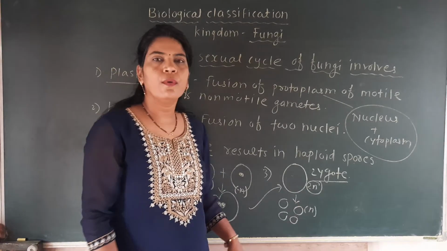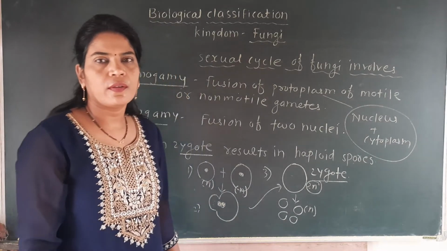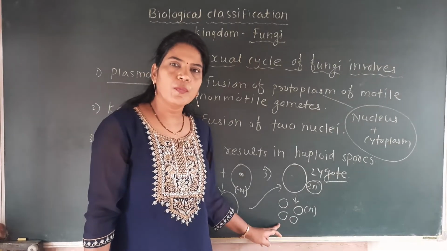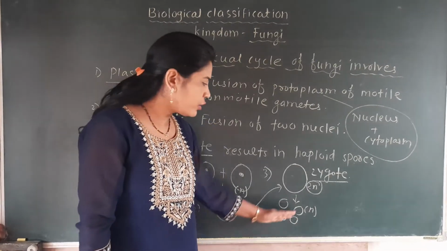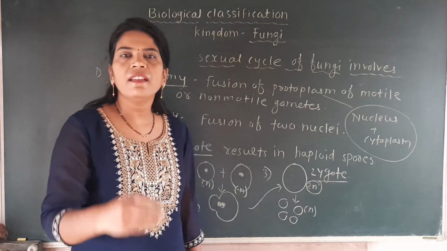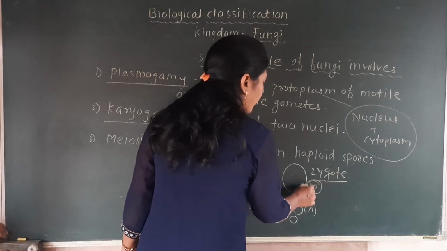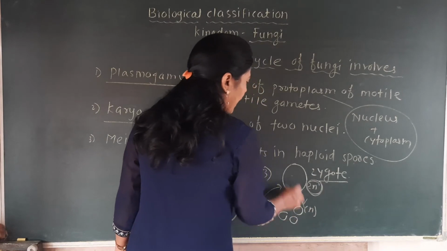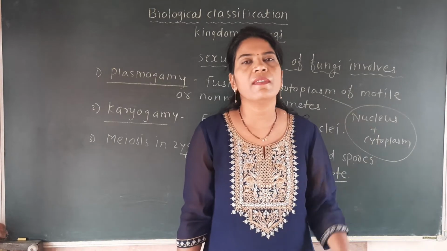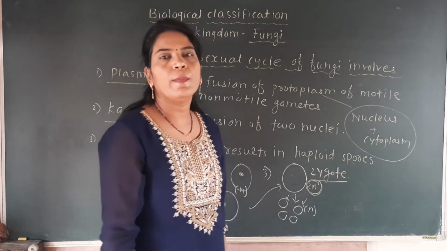So this zygote has the double set of chromosomes, but the spores or the gametes are always haploid. So this zygote then produces the spores, and spores should be haploid. For the production of haploid spores, there should be meiosis cell division, and by this meiosis there will be reduction of the chromosomes. That means the diploid set of chromosomes is again reduced to the haploid set. So this is the third step in sexual reproduction, where the reductional division, that is meiosis, takes place in the zygote, and there will be spore formation.